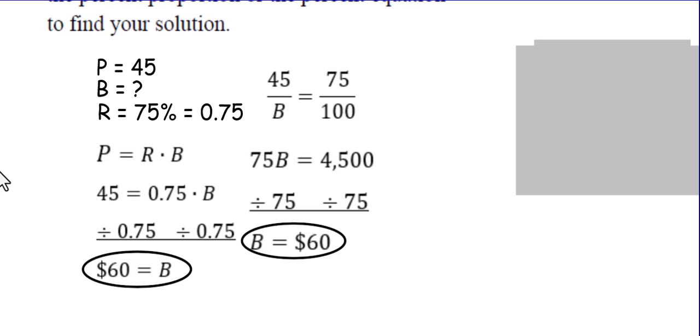For percent proportion, 45 over B equals 75 out of 100. Cross multiply, you're going to have 75 times B equals 45 times 100, which is 4,500. Divide both sides by 75, we get that the base or original price is $60.